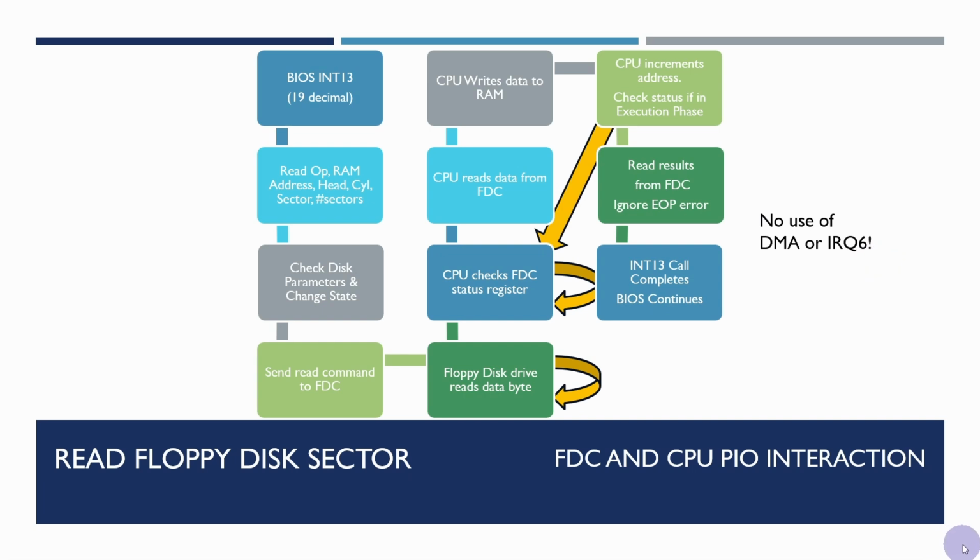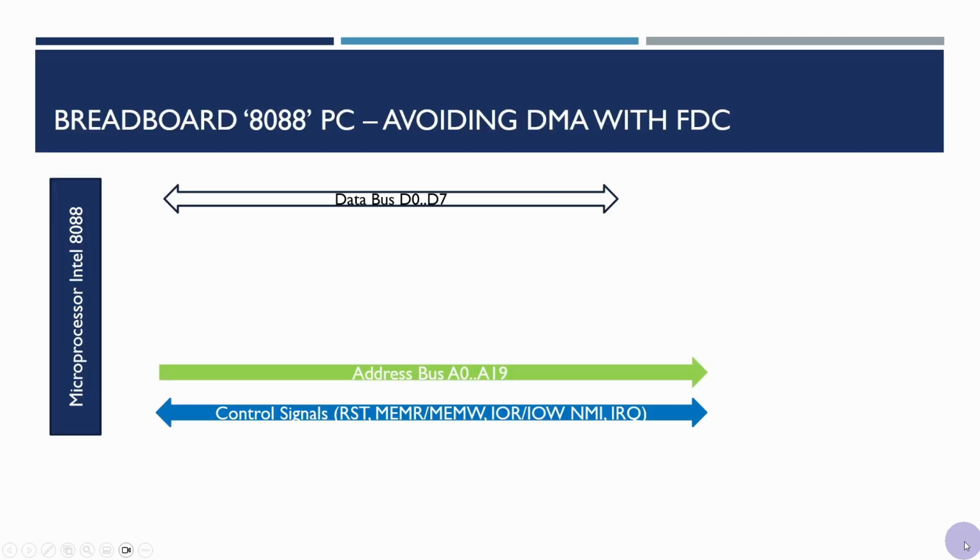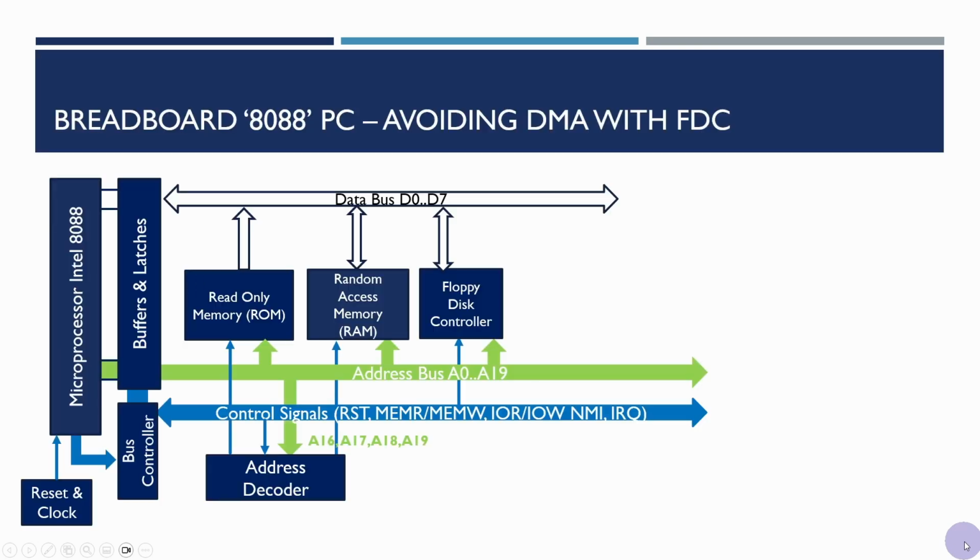So let's have a quick look at one of the block diagrams I've been using during the series. What we're going to look at here are the various parts: the microprocessor, all the bus buffers and latches, address decoding, the BIOS which sits in ROM, the memory, and the floppy disk controller.